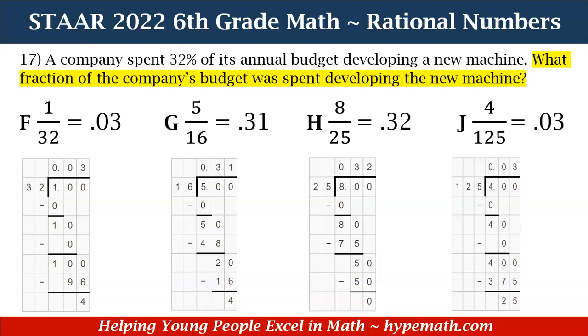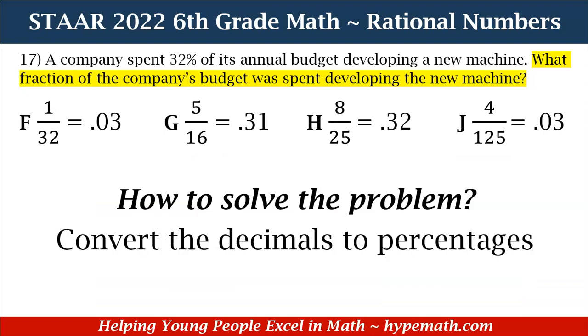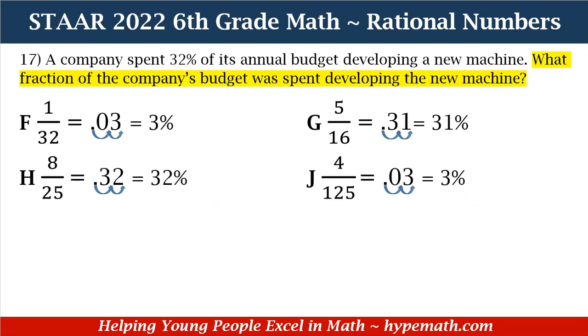So now that we have this information, how are we going to solve the problem? Well, what we need to do is to convert the decimals to percentages. So remember, in order to convert a decimal to a percent, we multiply by 100 and add a percent sign. But the hack for that is all we're going to do is move our decimal 2 places to the right and add on our percent sign.